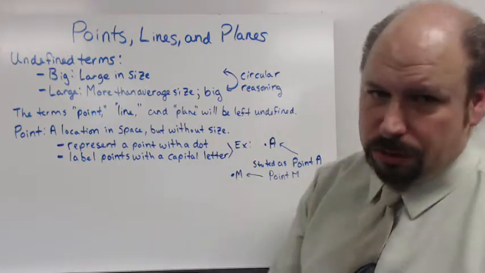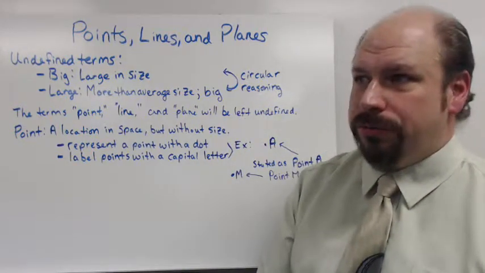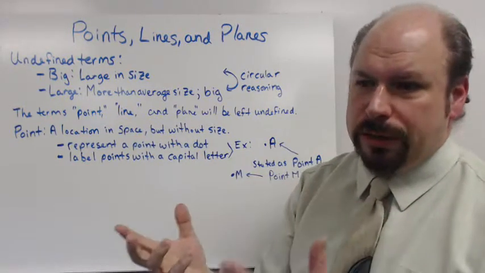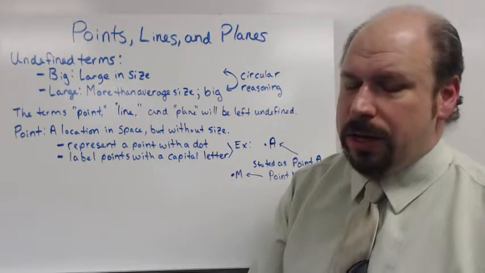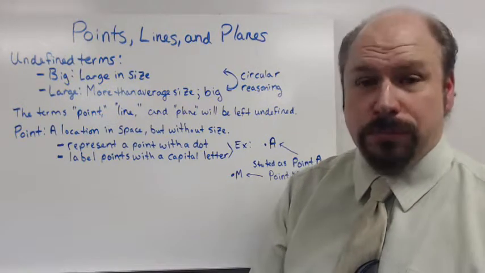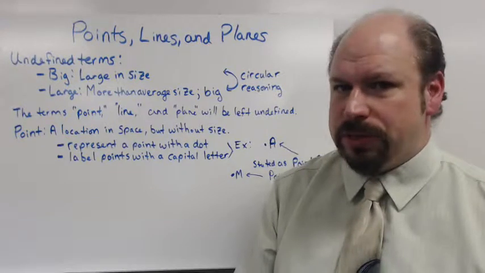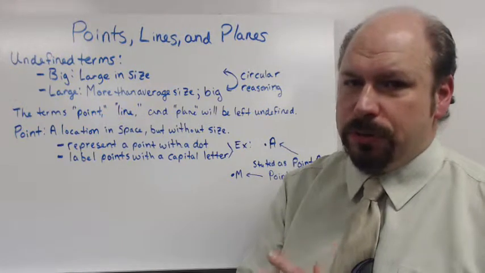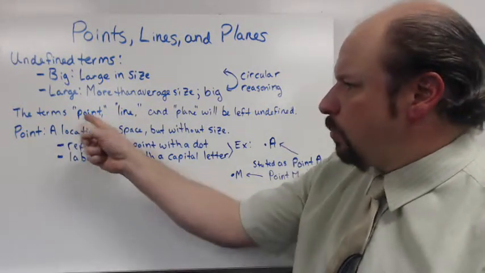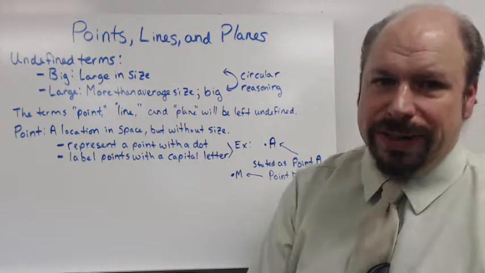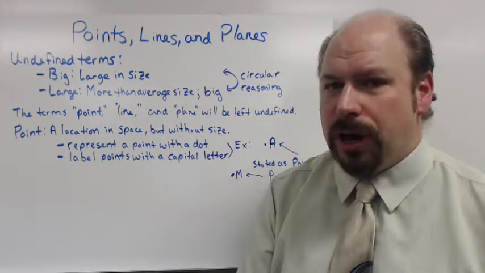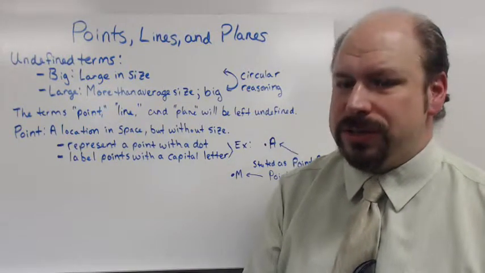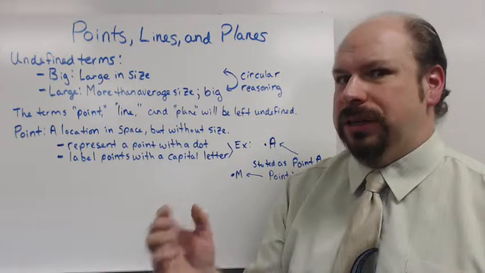And this is called circular reasoning. In order to define one, they're using a second word. In order to define that word, they're using the other word. And it's really not helpful to us to do that. So in geometry, we're going to start out with some undefined terms for that reason, because we have to have a starting point somewhere. And so our starting point is going to be those undefined terms. So the terms point, line, and plane will be left undefined. Now we are going to talk about what they mean a little bit, just so that everybody has a clear picture of what each one is. But technically we're not actually defining them.